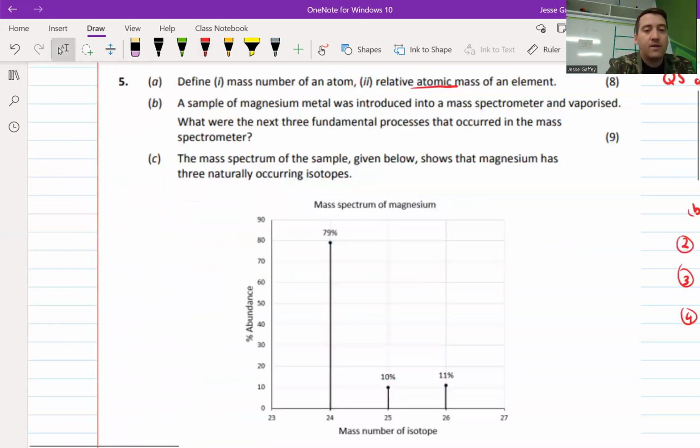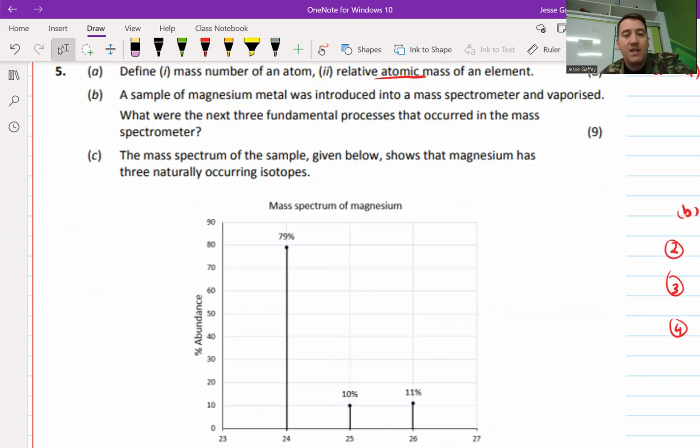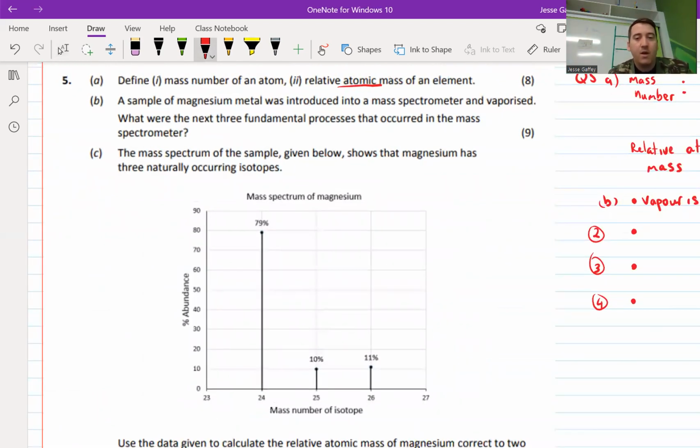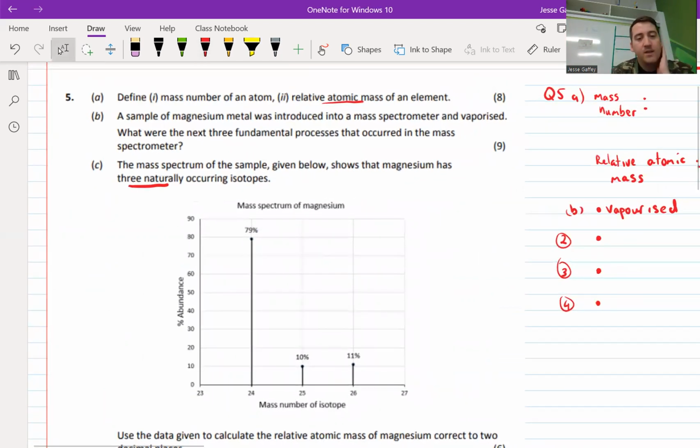Moving on to part C, what does it say? It says the mass spectrum of a sample given below shows that magnesium has 3 naturally occurring isotopes. Okay, so looking at this graph here, what I want you to do is pause the video and have a scan of this graph. But what is it telling us? It's telling us the mass number of the isotope. So I see 3 isotopes. There's an isotope with a mass number 24. There's an isotope with a mass number 25 and an isotope with mass number 26.